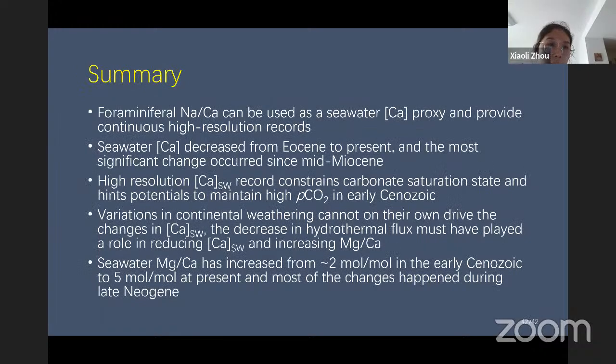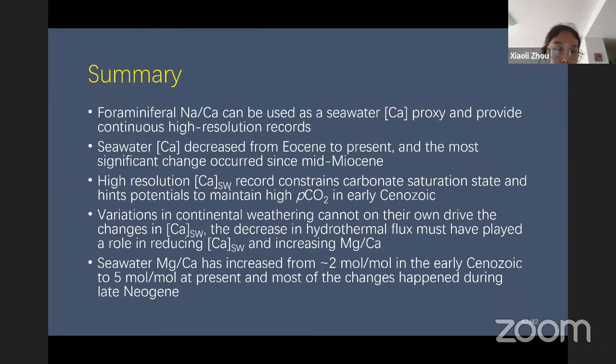All right, so a short summary. So our data suggests that the sodium-calcium ratio in foram can be used as a proxy for seawater calcium ratio. And our records suggest the calcium concentration has been decreasing from the early Cenozoic toward present, and most changes happened in the last 5 to 10 million years. Our high-resolution calcium record can help us understand how the carbonate saturation state and pCO2 has been behaving over the last 40 million years.